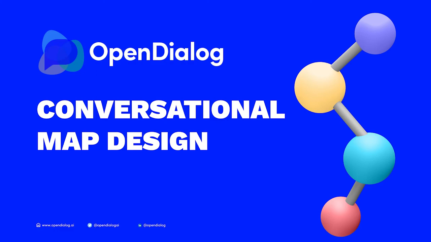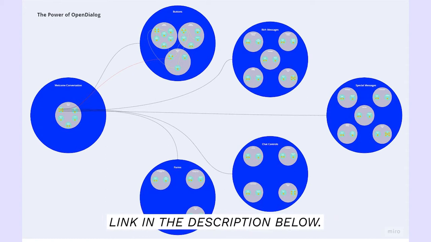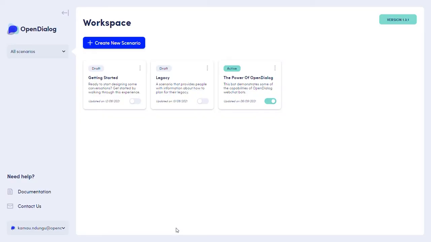Now, here is an overview of the conversational map of the Power of OpenDialog. I would advise that you download this image and reference it regularly as we build our bot throughout the series. This will give us a good overview of the overall design of our bot. All right, now let's dive straight into it.